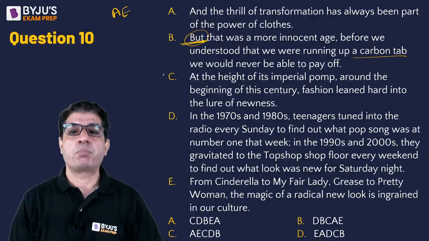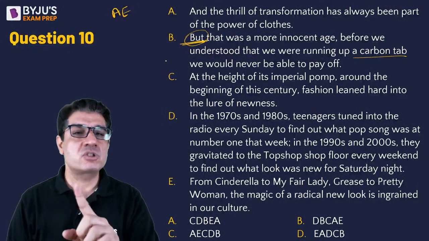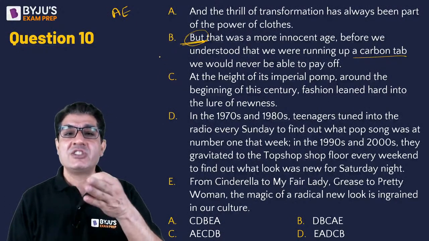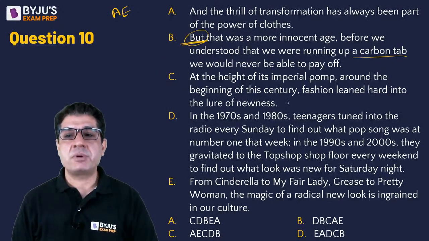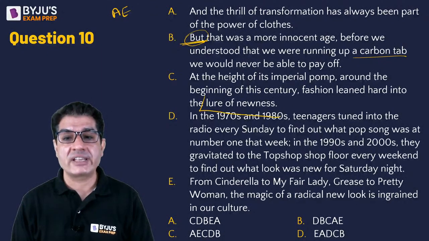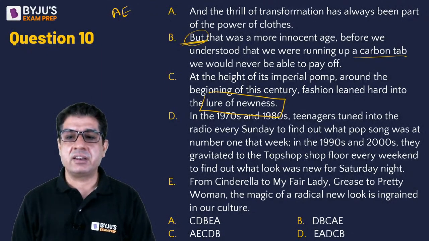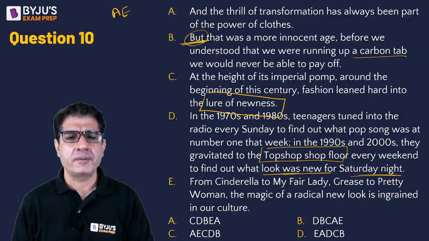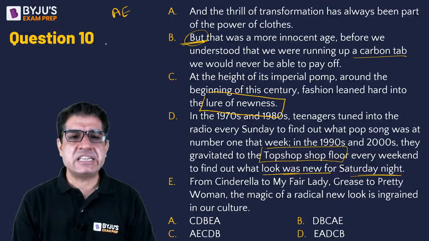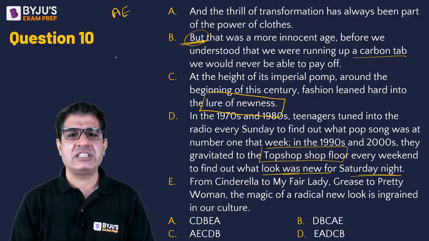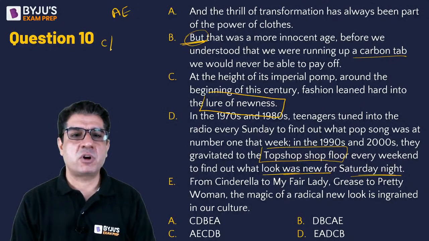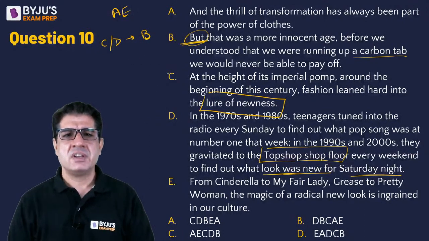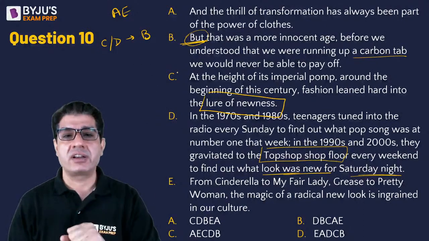And then but. So prior to but, we need to talk about such actions where people were changing things rather rapidly. So where were things being changed? Okay, this lure of newness can make you change things. And then you notice this top shop, shop floor every weekend to find out what look was new for Saturday night. So C and D combined need to come before B. I'm not commenting on their sequence right now, but B should come after these two. These two provide the contrast.